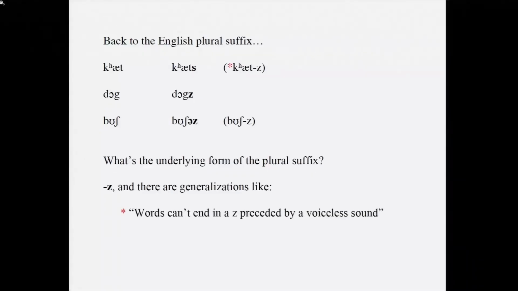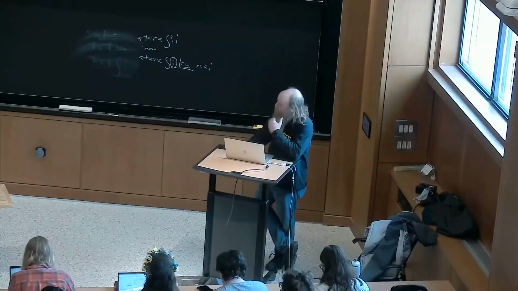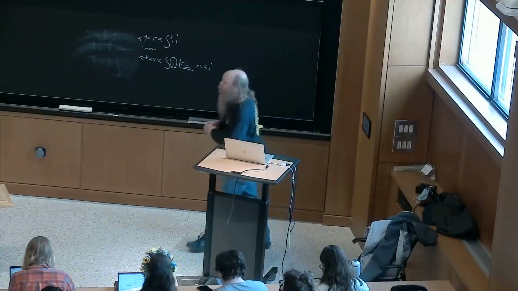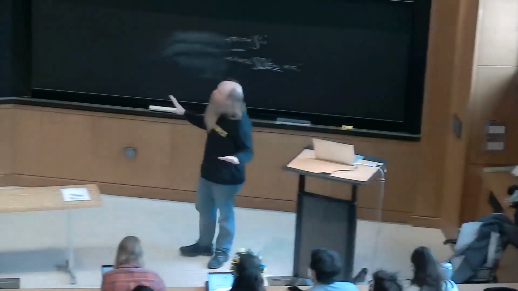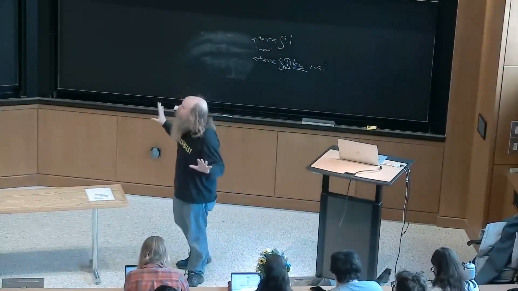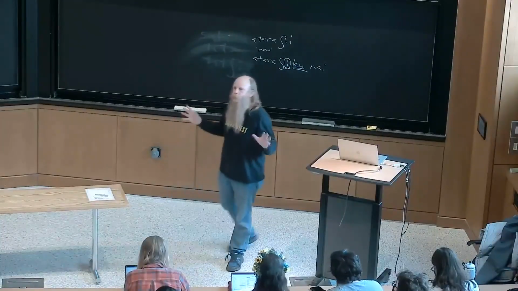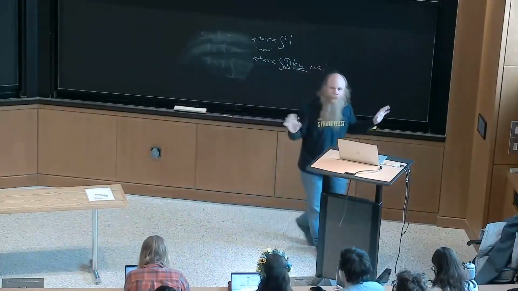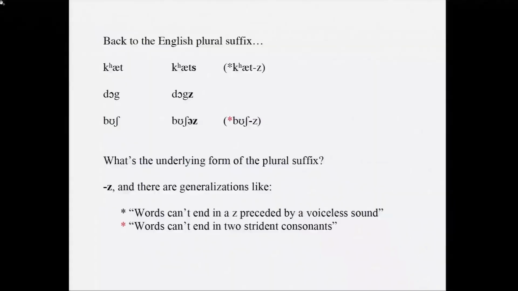And then there are generalizations like English doesn't like words that end in a z that's preceded by a voiceless sound. And words don't get to end in 2 strident consonants, right? Where stridents are things like the sh and the z that's at the end of bushes. Yeah. So those are generalizations that we said one of the attractive things about this way of thinking about the English plural is that these are generalizations that just seem to hold about English generally. English doesn't have any words that end in a z preceded by a voiceless sound. And we can kind of rely on English phonology to demand that you do something if you add z to cat. Yeah.